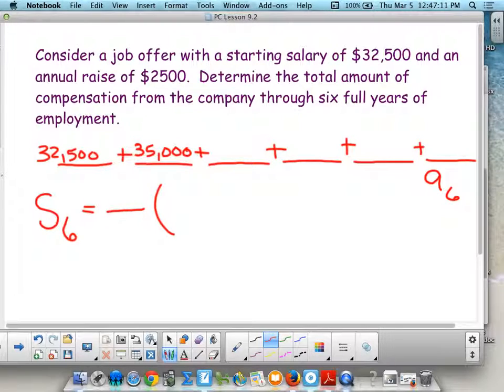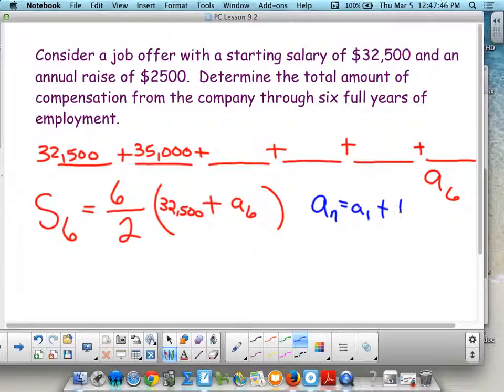Fill it in for me, somebody. This is what? 6 over 2. First term, 32,500. Last term, that would be the 6th term. This is where problems always happen in this kind of problem. You don't know the last term, so now this is where you could just sit there and add 2,500, 2,500, 2,500, 2,500. You'd get it, but I'm not going to do it that way. I'm going to do a quick formula.